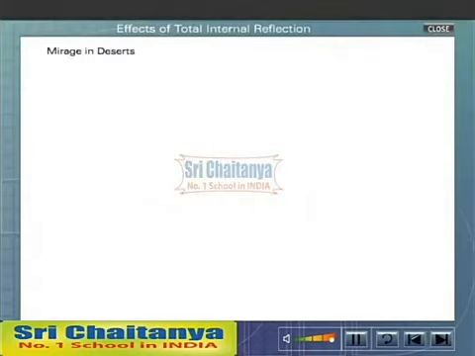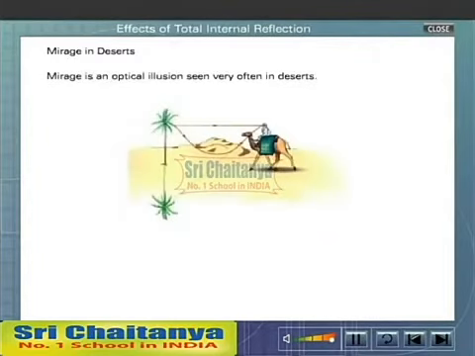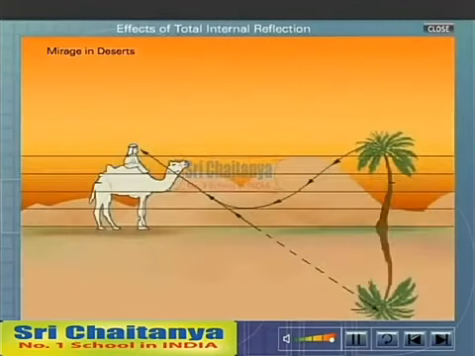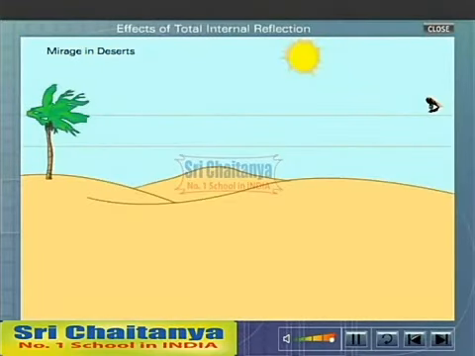Mirage in deserts. Mirage is an optical illusion seen very often in deserts, due to which an observer sees inverted images of distant objects. The observer thinks that the inverted image of the far-off object is the reflection of the object in water, although no water exists there. Let us see how this happens.